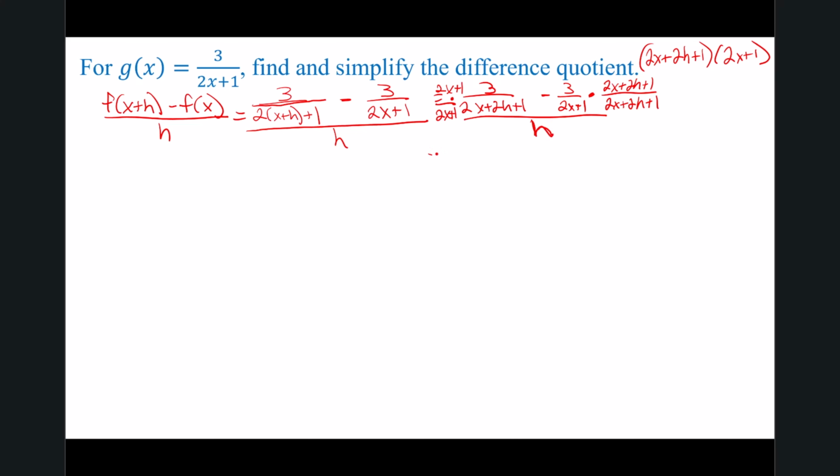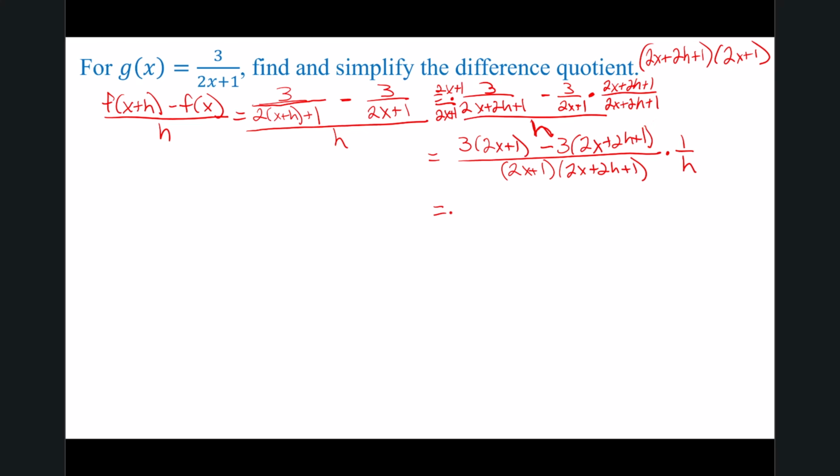So now in my numerator, I have 3 times 2x plus 1 minus 3 times 2x plus 2h plus 1 over my common denominator, 2x plus 1 times 2x plus 2h plus 1. And that whole thing is divided by h, but dividing by h is the same as multiplying by 1 over h.